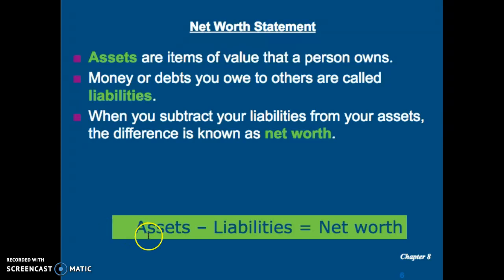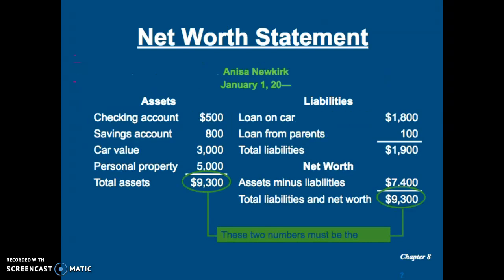So what you're doing is you're taking your assets, which are the things that you own outright, and you're subtracting your liabilities, which are your debts. So when you subtract this number from this number, what you get is a net worth, or someone's net worth statement. So we're going to look at an example real quick.